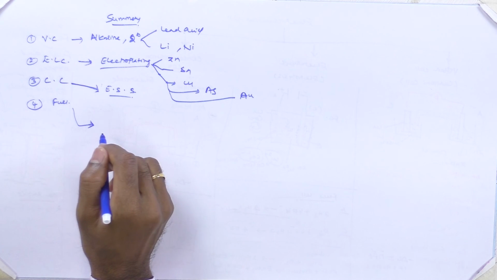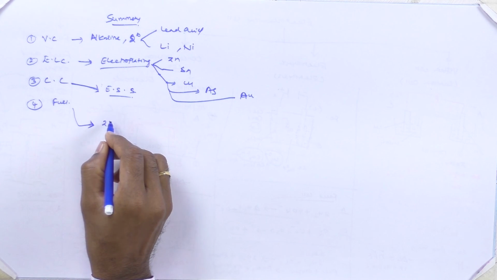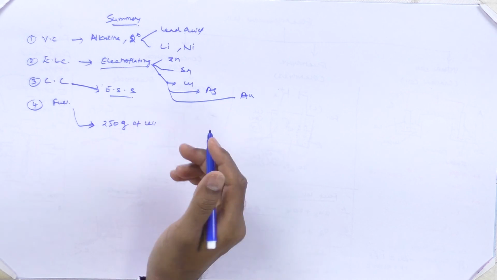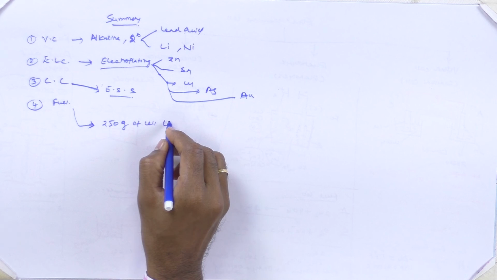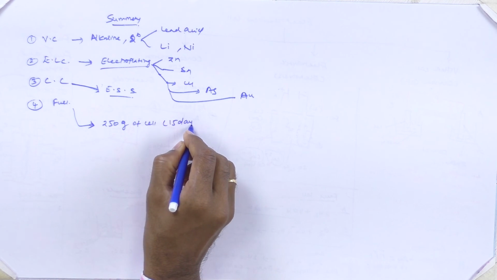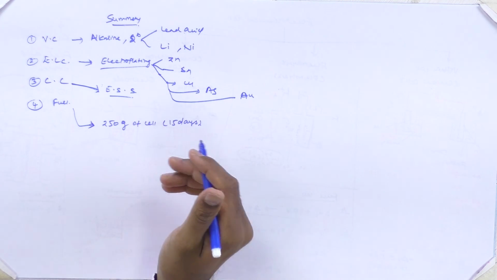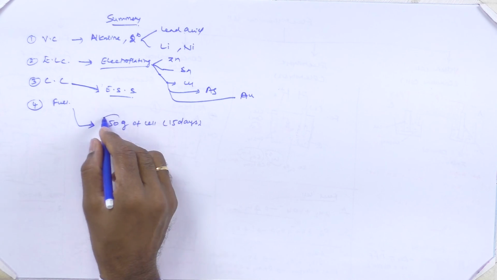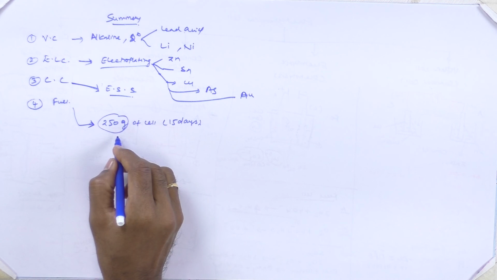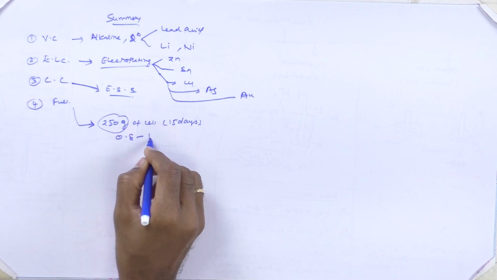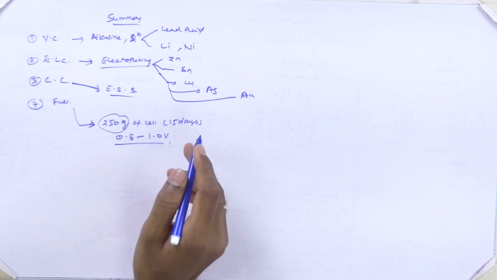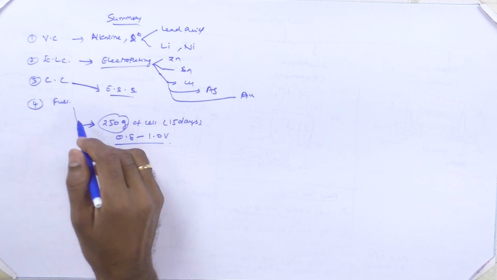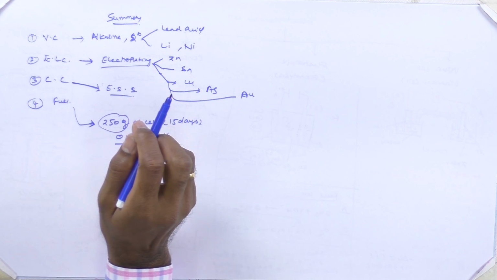And the beauty of the cell is that even 250 grams of cell is sufficient to produce electricity for a period of 15 days. Even such a small cell can satisfy our energy requirement over a long period of time, and this 250 gram cell can produce about 0.8 to 1 volt till the death of the cell. So that's all about the conclusion and summary of electrochemical cells.